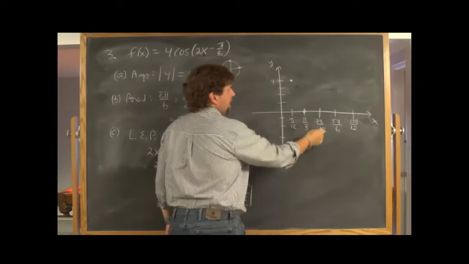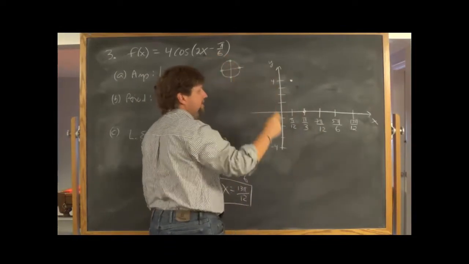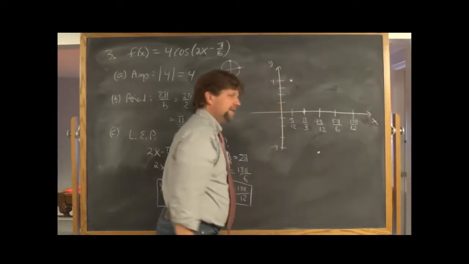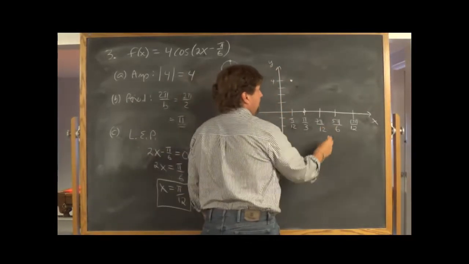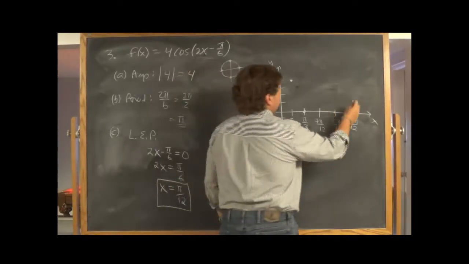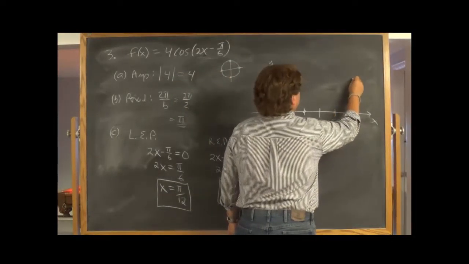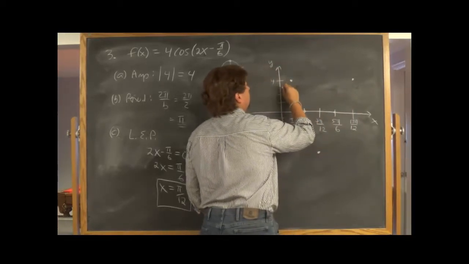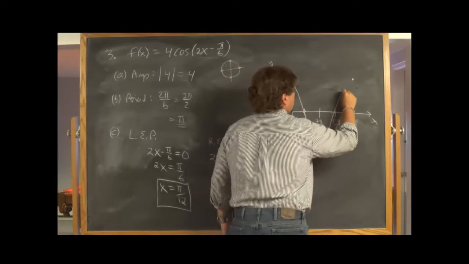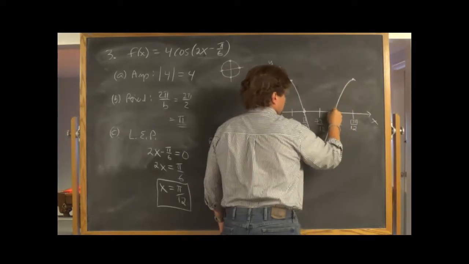And continuing around, 7 pi over 12, I toss that in. I think we would see -4 comes out. For 5 pi over 6, I think we'd say 0 comes out. And for 13 pi over 12, we get 4. And we get a graph that looks something like that.